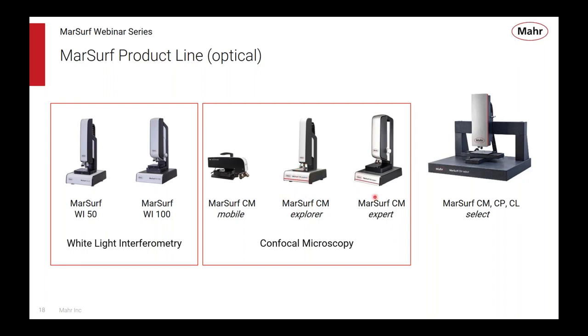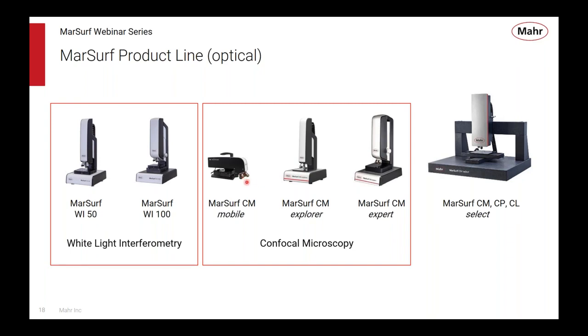We have different steps in the series, and we have different levels of automation. The Expert having the most level of automation. The mobile is unique in that here we put the part to be measured on an XY stage underneath the optics, and the XY stage moves the part so that we can scan around and we can stitch images together and make an image of the surface.